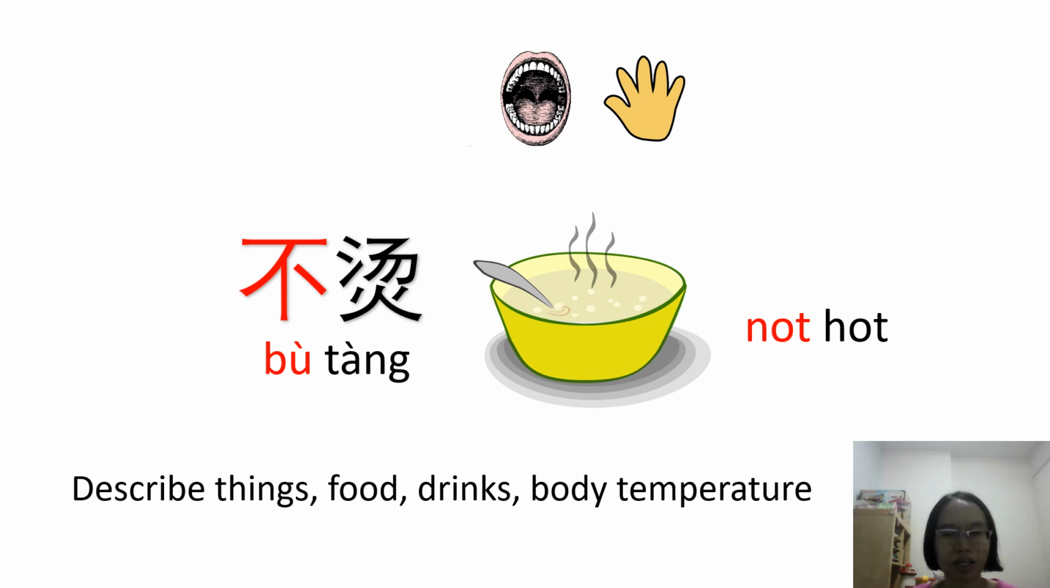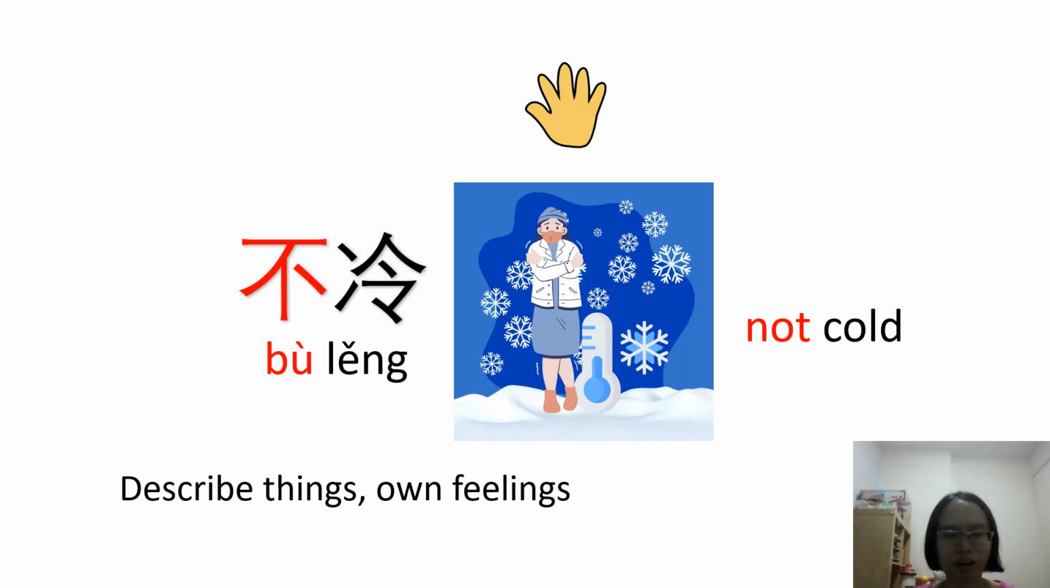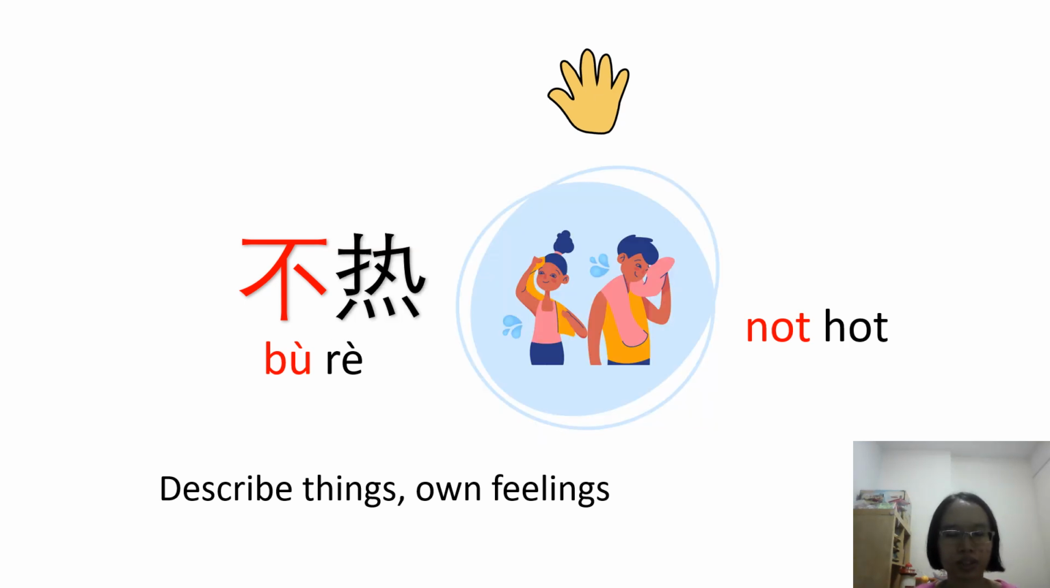Instead of 好烫, so hot, when you add 不, it becomes 不烫, which means not hot. Instead of 好冷, so cold, when you add 不, it becomes 不冷, which means not cold. Instead of 好热, so hot, when you add 不, it becomes 不热, which means not hot.